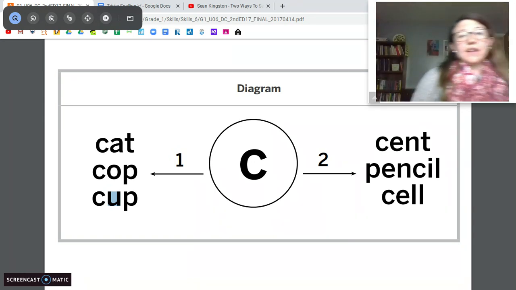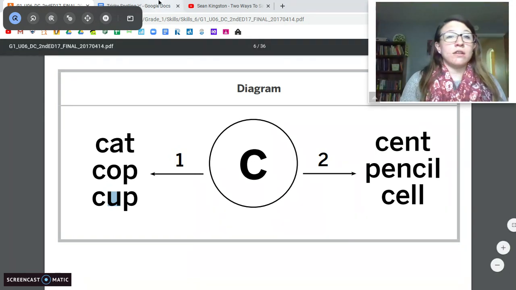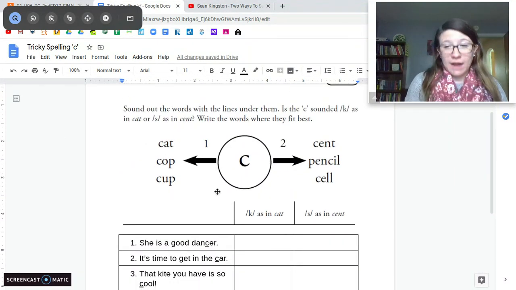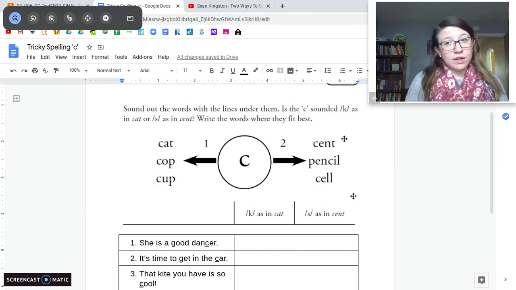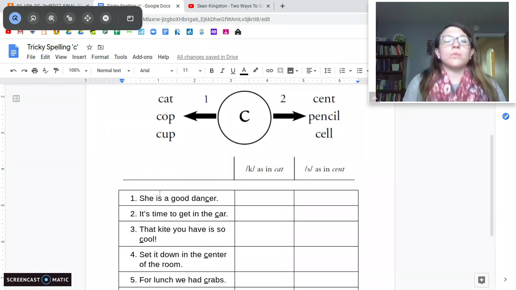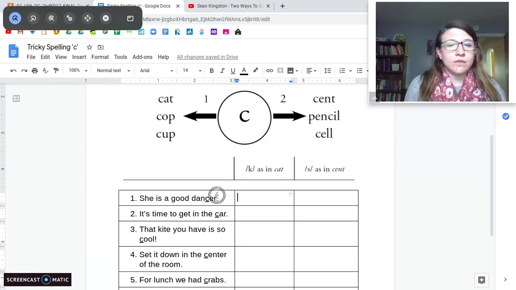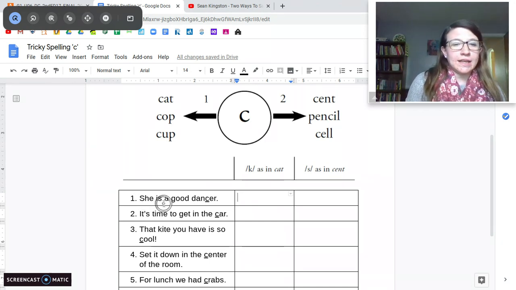So what you're going to do today is you're going to practice this, okay? I'll show you your Google Doc. On the top you have the diagram there. Try the K sound first. Doesn't work? Try the S sound. So you're going to read this sentence. I underlined the letter C in each of the words that you're going to be reading. That's the word you're going to focus on. You need to decide if it makes the K sound or the S sound. So let's read this first one together. She is a good... Okay, there's a C in there.